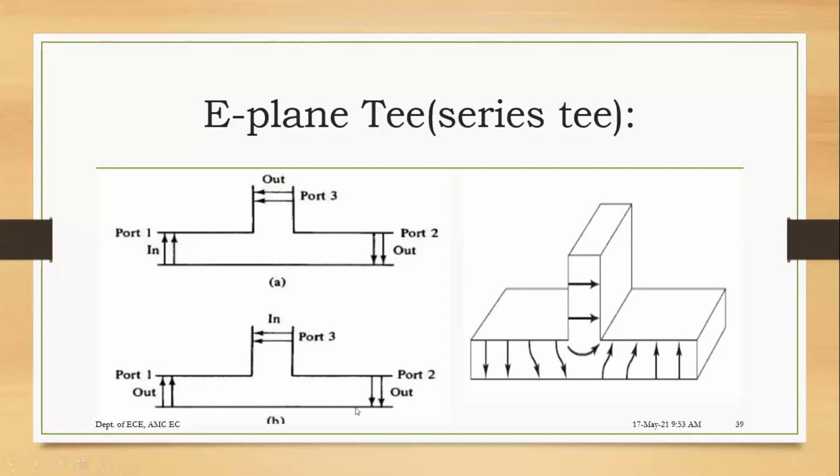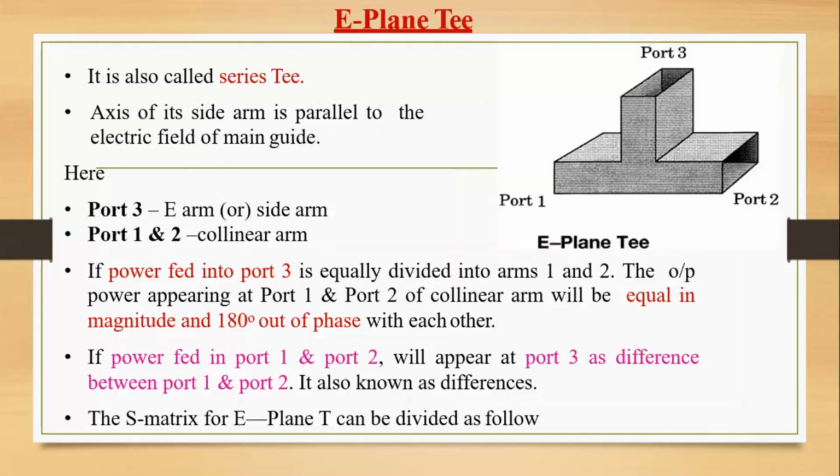So the important point to remember in the E-plane T is this, because when you do the derivation also, you have to apply this phase change concept. So when you give input to one port, you will get the outputs across two ports, but with phase shift and equal magnitude. Now this particular E-plane T is also called a series T because the axis of its side arm, that is this particular port 3, which is called the side arm, is parallel to the electric field of the main guide, that is this guide.